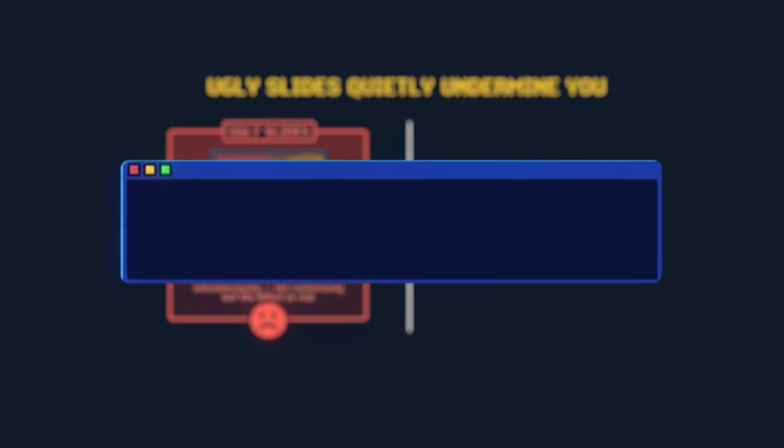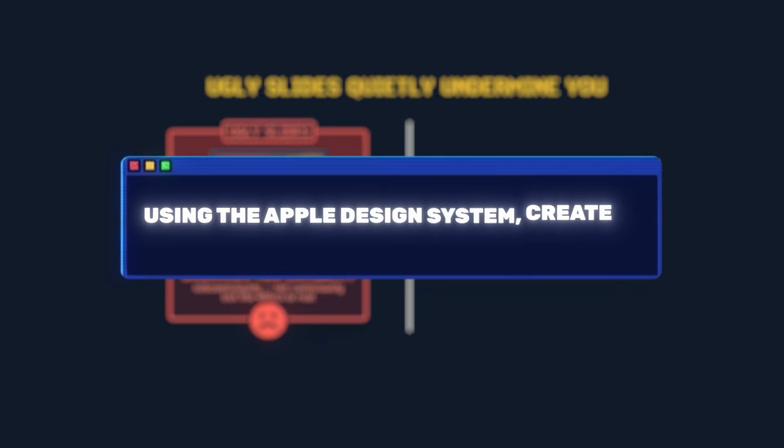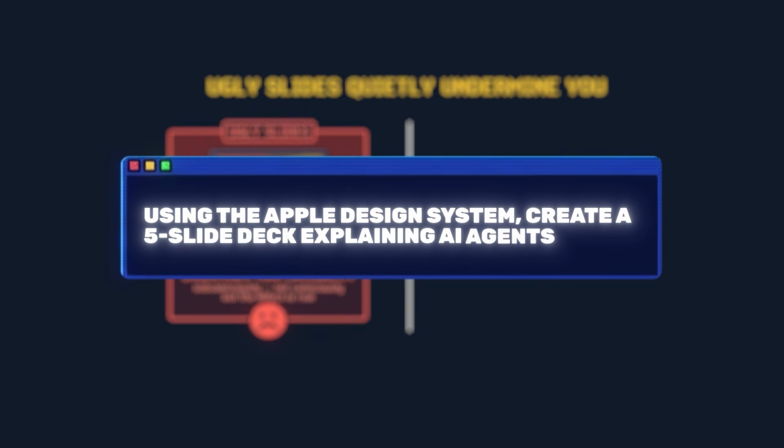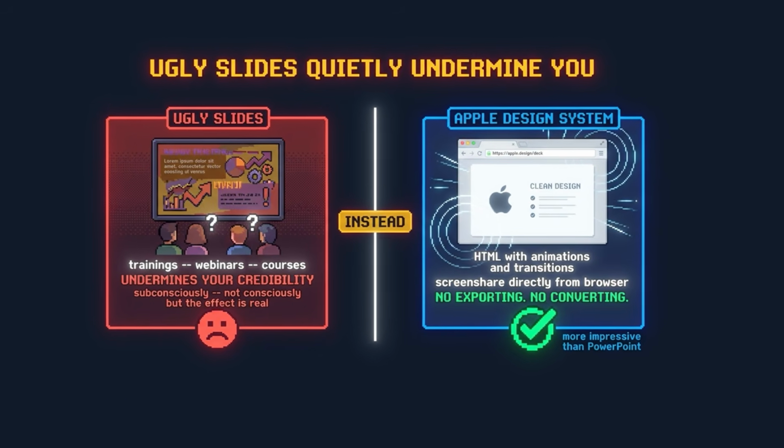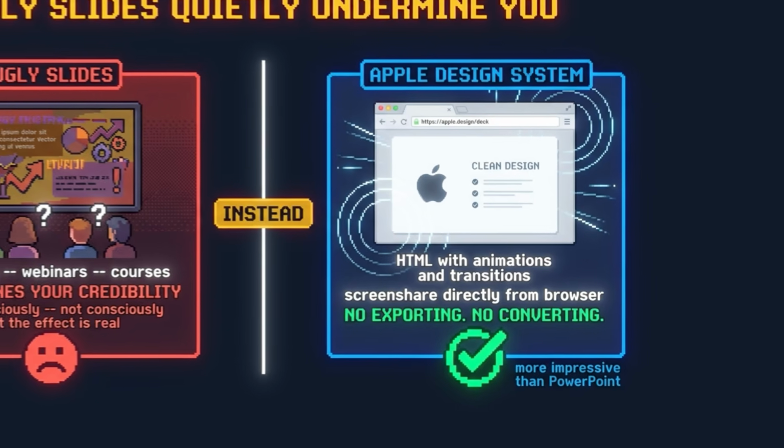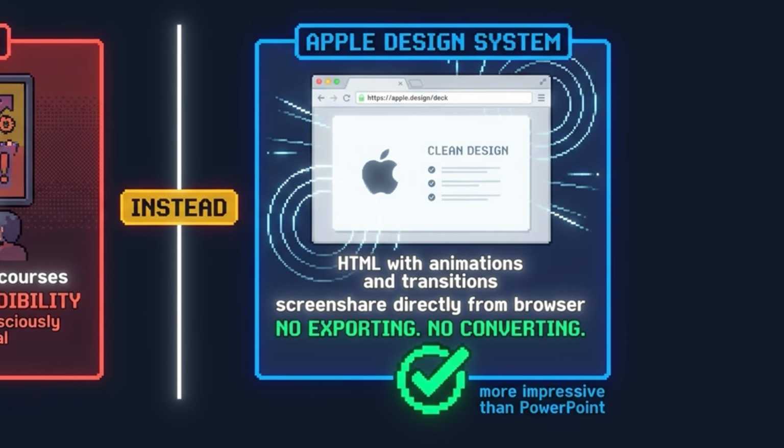Ask Claude, using the Apple design system, create a 5-slide deck explaining AI agents. It outputs HTML with animations and transitions. More impressive than PowerPoint, and you screen share it directly from a browser.